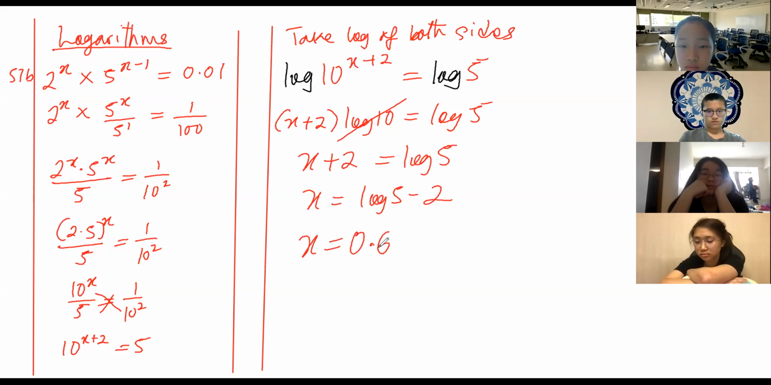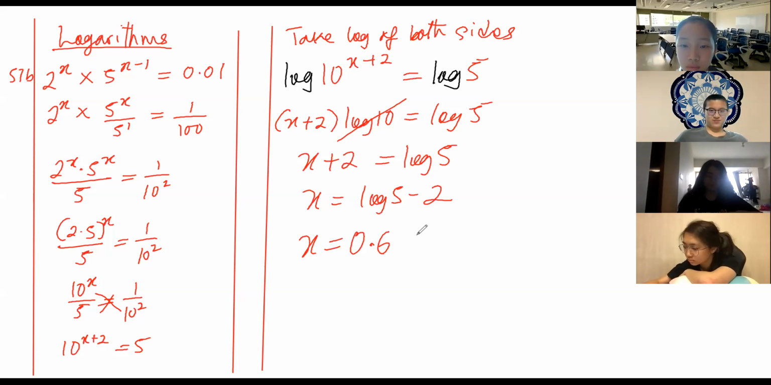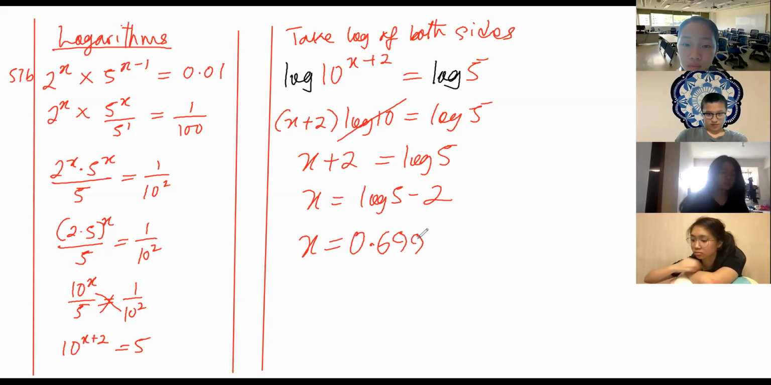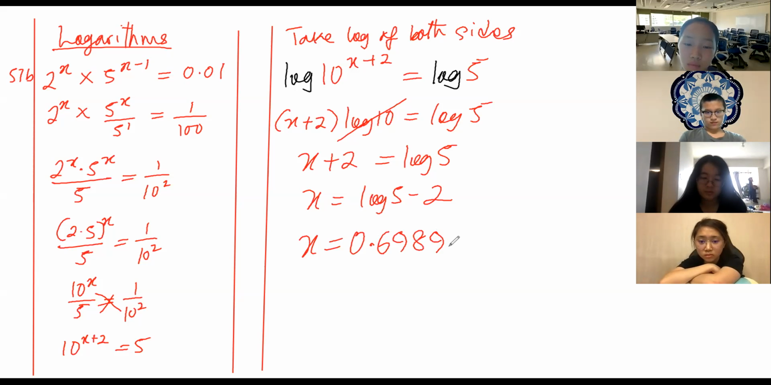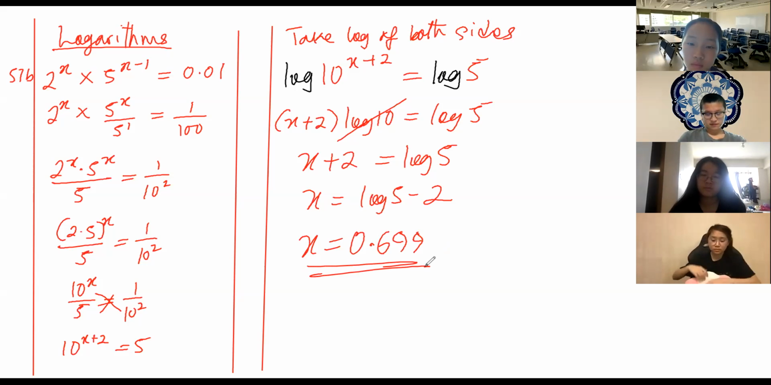Can you check? Log 2 is 0.3010, so that'll be 0.6989700. So this is not 9 as well. So let's just say 0.699, to 3 decimal places. So that would be x. Can you see that?